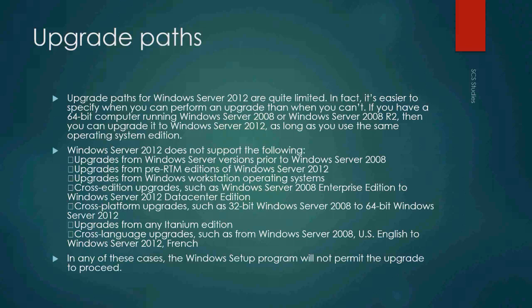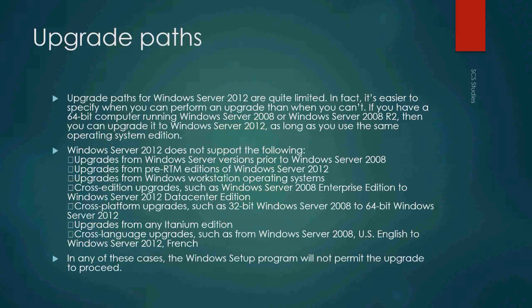Upgrade paths for Windows Server 2012 are quite limited. This is the first sentence, and it is very important. That means we cannot upgrade each and every version of older operating system to 2012, so there is a certain process we have to follow. In fact, it's easier to specify when you can perform an upgrade than when you cannot.